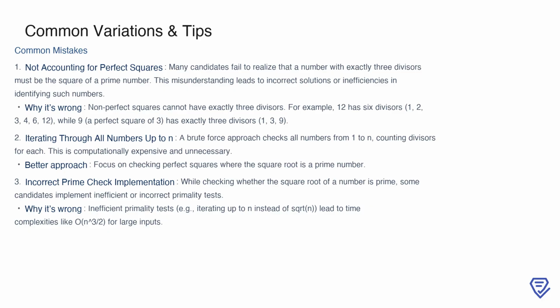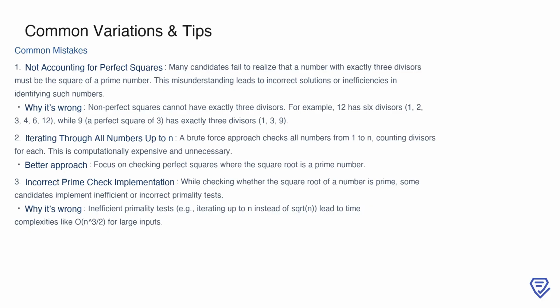For example, 9, which is the square of 3, has exactly 3 divisors, 1, 3, and 9. On the other hand, non-perfect squares like 12 have more than 3 divisors, making them invalid. Another pitfall is iterating through all numbers up to n and counting their divisors. This brute force approach is computationally expensive and unnecessary since the problem can be reduced to working with perfect squares and primes. Finally, implementing inefficient or incorrect prime checking methods can significantly slow down your solution.